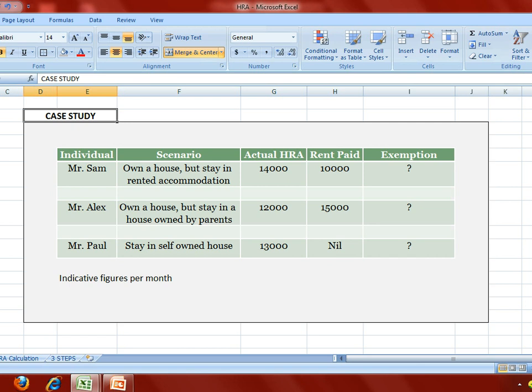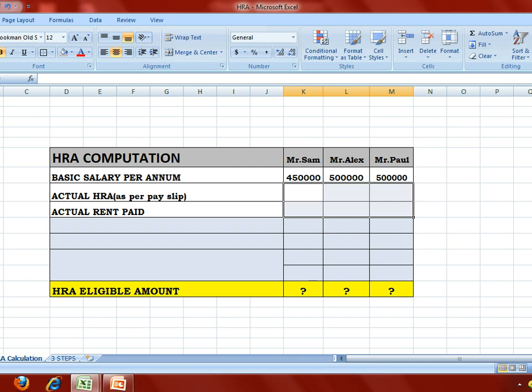All you need to do is just do the calculation and conclude whether these individuals are eligible for claiming HRA benefit. Now let us move on to the HRA calculation part. Here we have listed the basic salary for all three individuals for the ease of calculation. All you need to do is list out the actual HRA and the actual rent paid by all these three individuals for effective calculation.